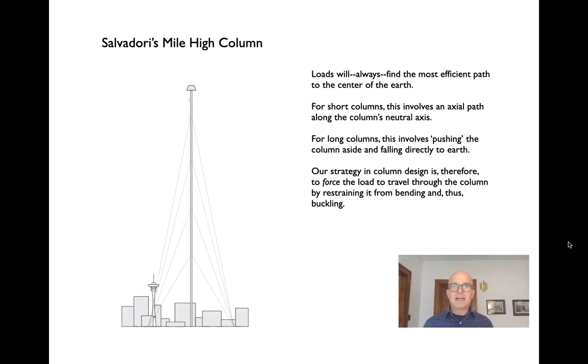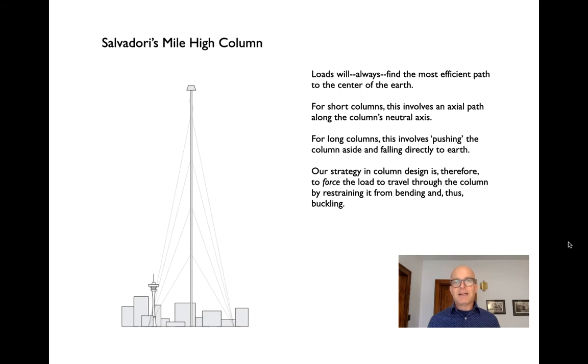And if we're designing what we will call hockey pucks or short columns, that path is through the column itself, right? Trying to crush the column itself. But for long columns, the load is going to try to bend the column. It's going to try to buckle it, push it aside. That is easier than compressing the column as it kind of wants to do.